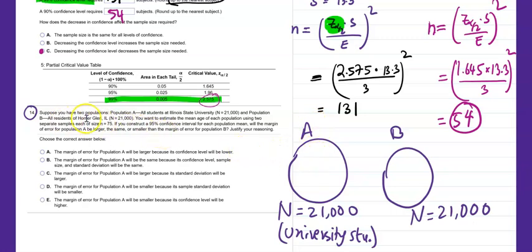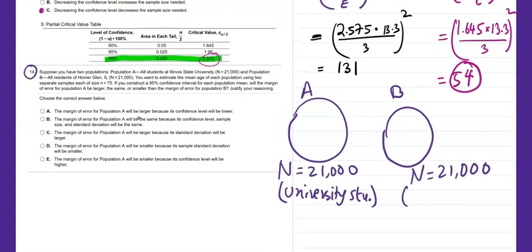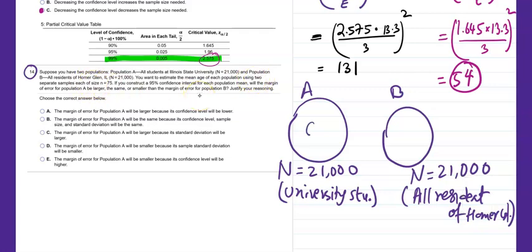And these are all residents of Homer Glen, Illinois. So these are the residents of Illinois city, Homer Glen. Now you want to estimate the mean age of each population using two separate samples, each of size 75. So you pick a sample of 75 here, and you pick a sample of 75 here, the same sample size, from the population.